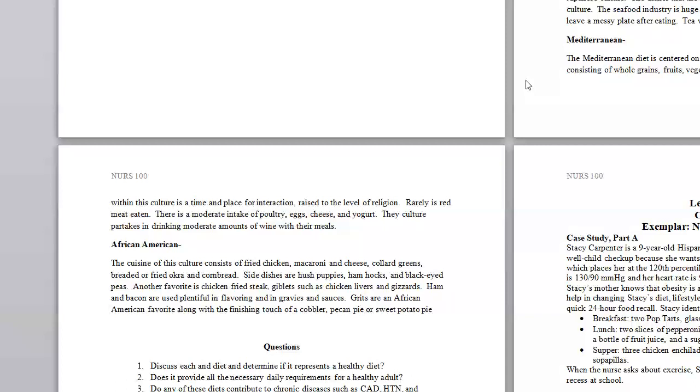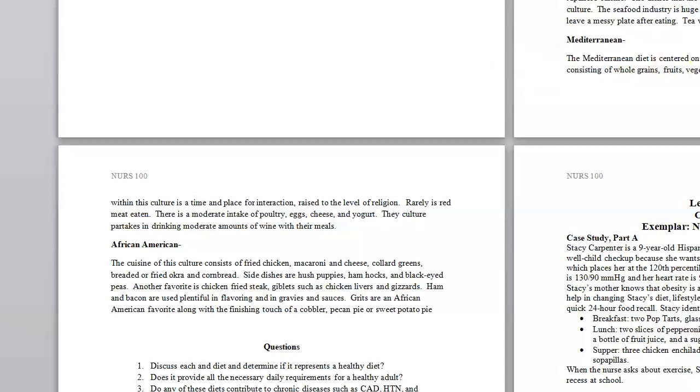African American cuisine consists of fried chicken, macaroni and cheese, collard greens, breaded or fried okra, and cornbread. Side dishes are hush puppies, ham hocks, and black-eyed peas. Another favorite is chicken fried steak, and giblets such as chicken livers and gizzards. Ham and bacon are used plentifully in flavoring and in gravies and sauces, and grits are an African American favorite, along with the finishing touch of a cobbler, pecan pie, or sweet potato pie.